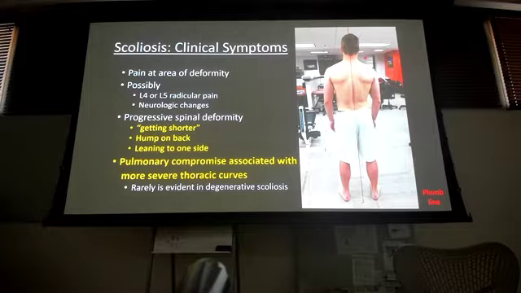Leaning to one side. You guys see that red line down the middle? Yeah? Do we have any plumbers in here? Nobody's a plumber? Okay. I'm a junior plumber.